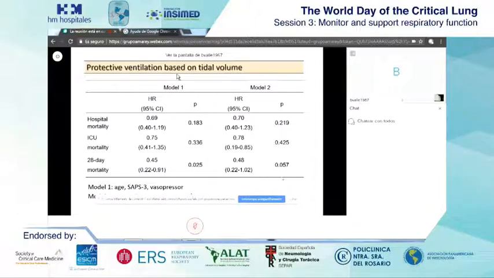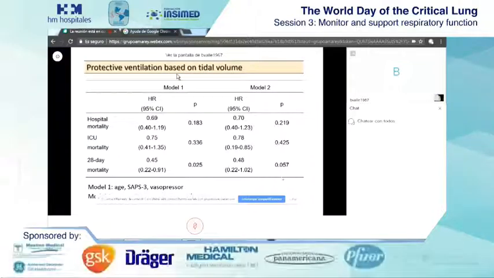When we defined the protective ventilation based on tidal volume, the results were worse. We couldn't find a relationship between protective ventilation and hospital and ICU mortality, but only on 28-day mortality.